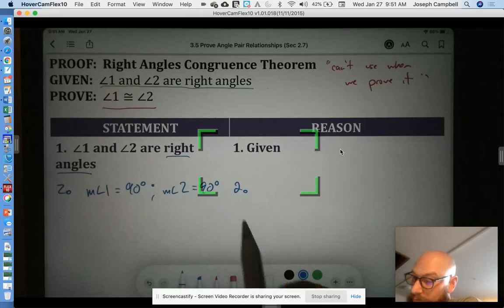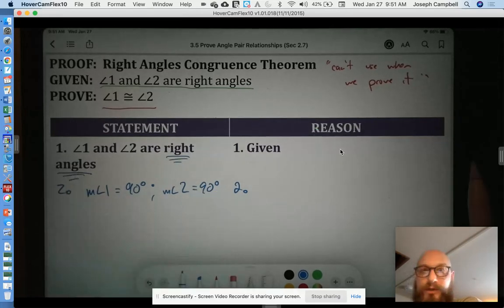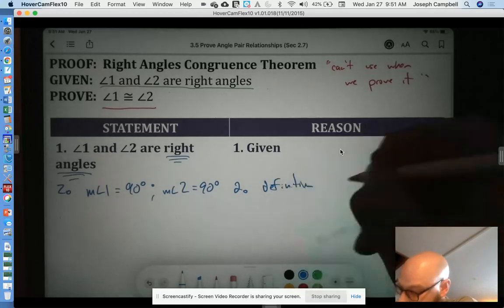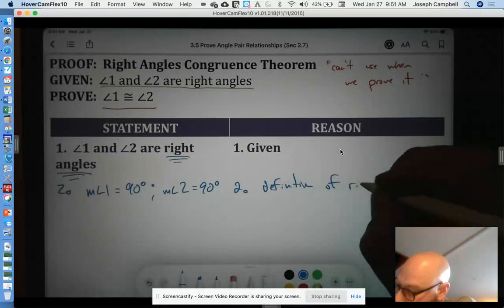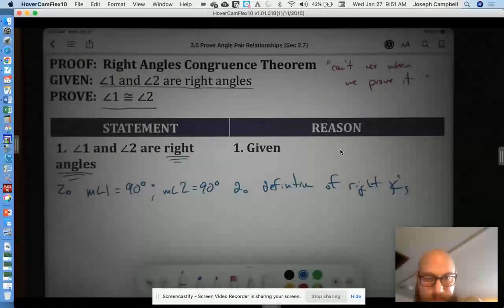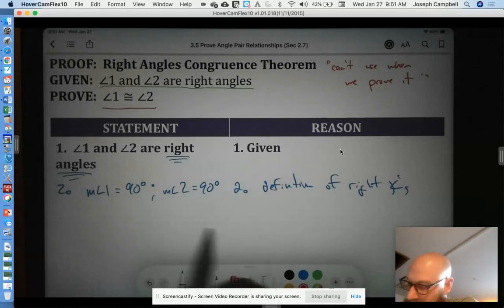Well, I know what the word right means, and hopefully you do too. That's called a definition. So whenever you're using your knowledge of what a word means, it's called a definition. In this case, it's a definition of right angles. Okay? All right, now what can we do with this line?